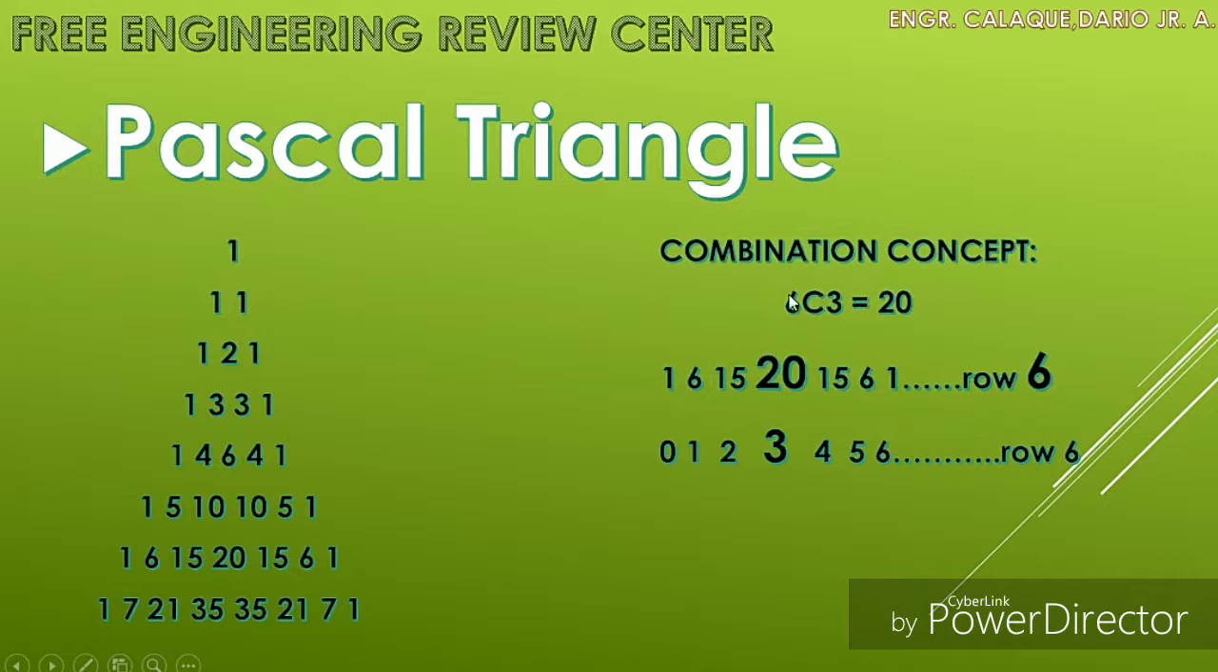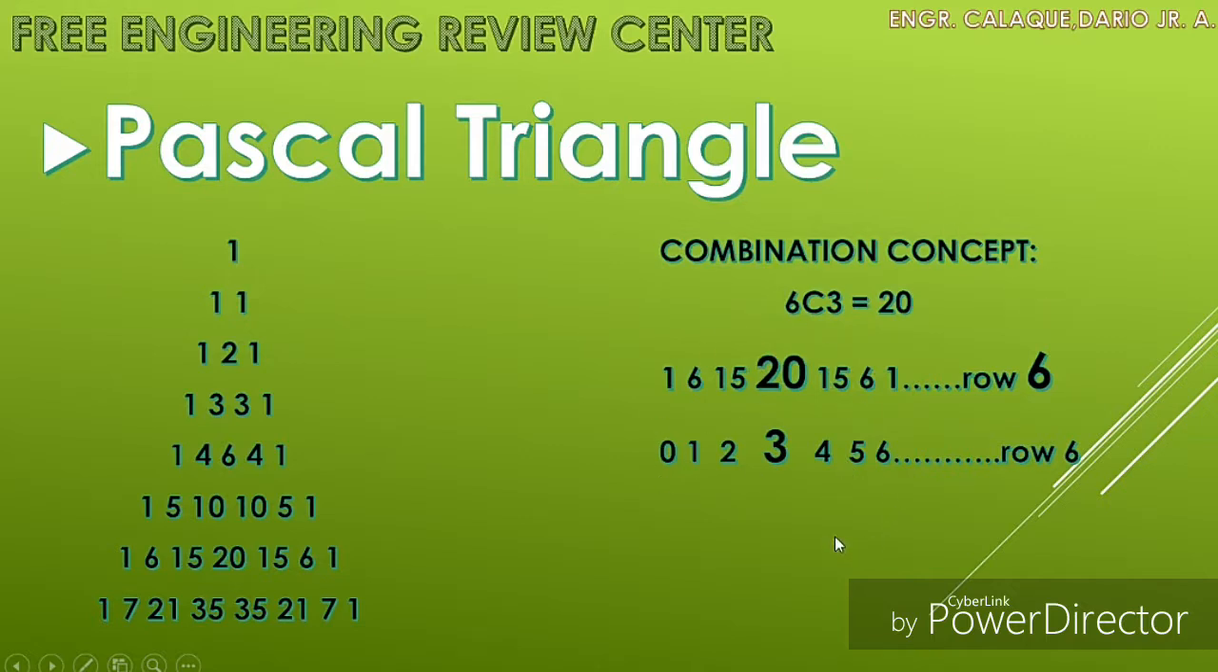If you want to compute 6C3, that is row 6, so we need to take row 6 here. Then at r equal 3, I'm starting from 0, 1, 2, then 3. So 6C3 is equal to 20. If you want to take 6C4, that could be 0, 1, 2, 3, 4. That could be 15. If you want to take 6C5, it could be 0, 1, 2, 3, 4, 5. That could be 6. Alright, so that is the combination concept.